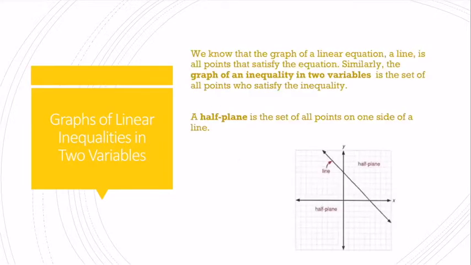So when we're graphing linear inequalities in two variables, what we do is we graph the linear equation, and it divides our coordinate plane in half. So the half plane is the set of all points on one side of the line.